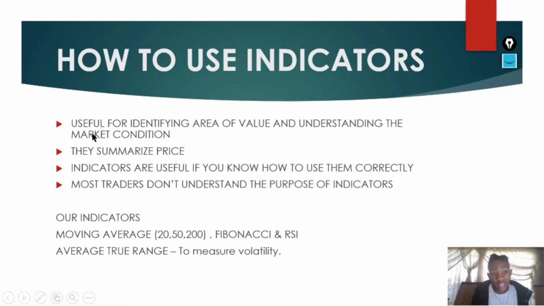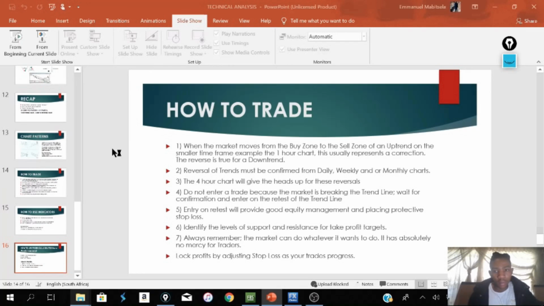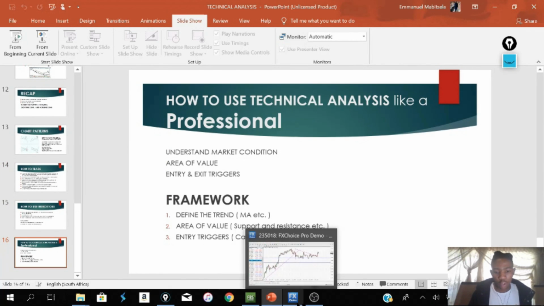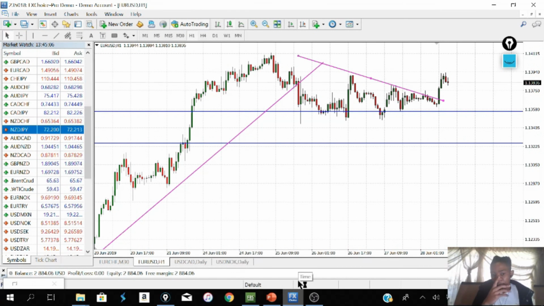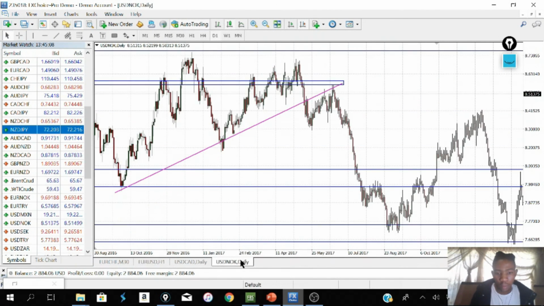So now indicators are useful for identifying the area of value and understanding the market condition. Like we've said before, they help you understand the market condition. They summarize the price. That's what they do. So indicators are useful if you know how to apply them correctly, like I've been saying. Most traders don't understand the purpose of indicators, and you don't want to be like them. So now let's go there and let me show you how we can apply a simple moving average.